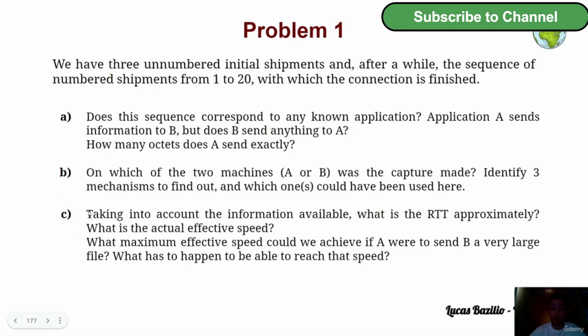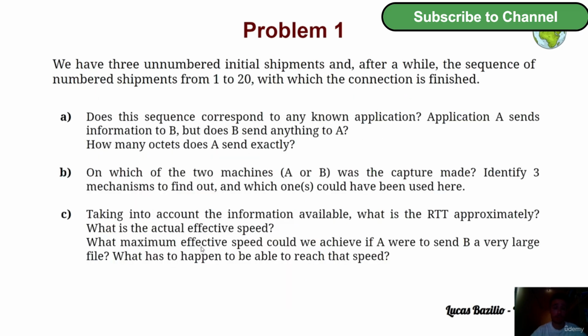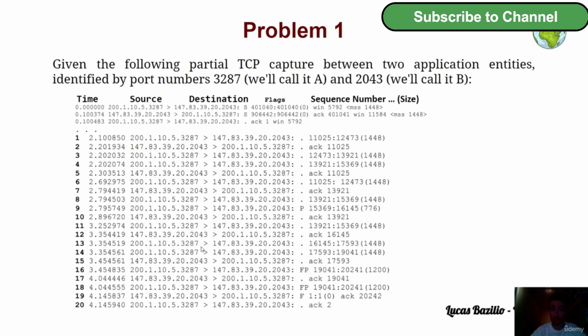As we can see, this question C is a very complete question. We review many notions regarding the study and analysis of a TCP dump capture. We also know how to compute the round trip time, how to compute the actual effective speed, how to analyze the maximum possible effective speed that we can achieve, and which condition will allow us to have this maximum effective speed. In future lectures, we are going to continue to solve question D of this problem 1.